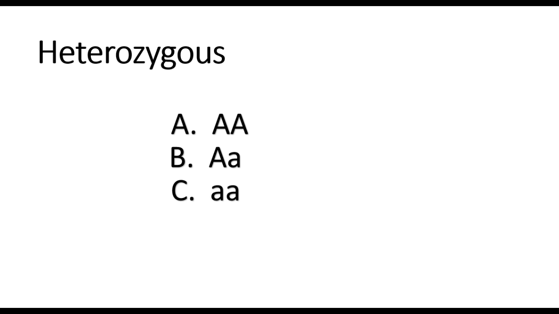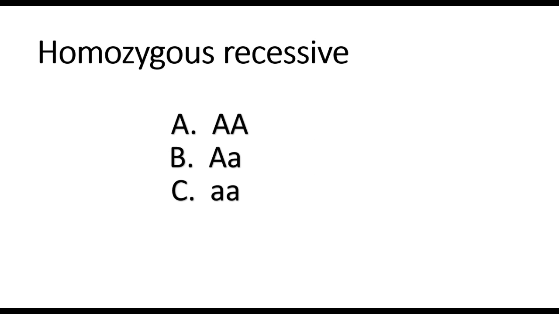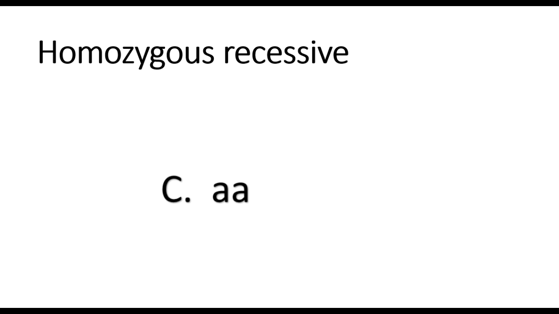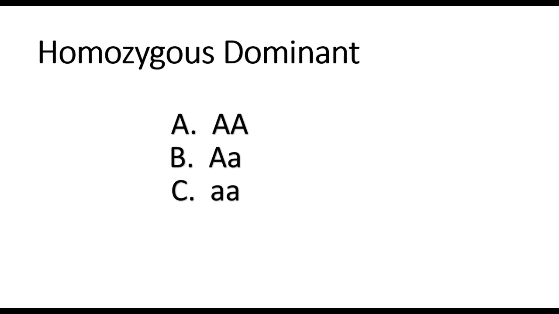So, if I were to ask you which one was heterozygous for the gene, what would you choose? A, B, or C? Very good if you chose B. B is the answer. I asked you which one was homozygous recessive. Which one would you choose? Excellent. It's C. Homozygous recessive has two lowercase letters. I asked you which one was homozygous dominant. Very good. Two capital A's.